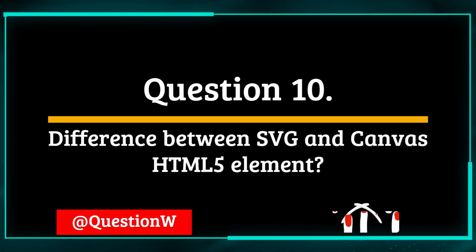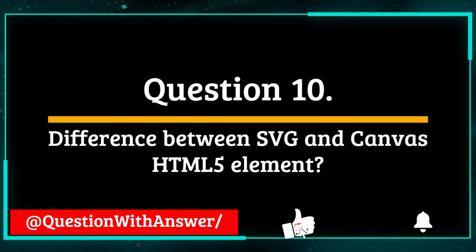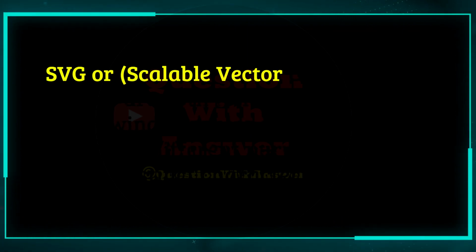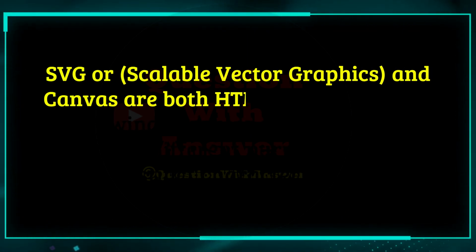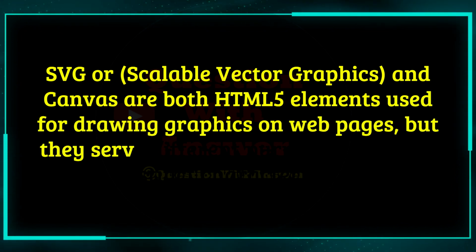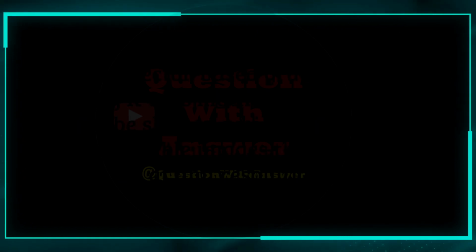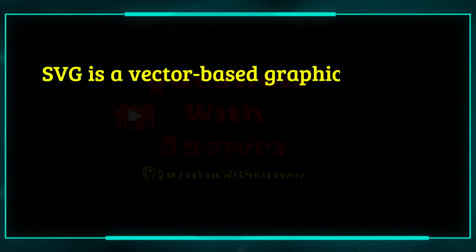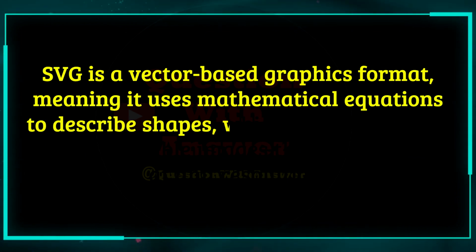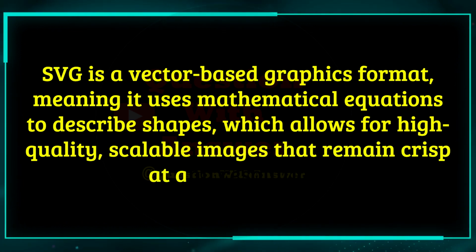Question 10. Difference between SVG and Canvas HTML5 element? Answer. SVG, or Scalable Vector Graphics, and Canvas are both HTML5 elements used for drawing graphics on web pages, but they serve different purposes and have distinct characteristics. SVG is a vector-based graphics format, meaning it uses mathematical equations to describe shapes, which allows for high-quality, scalable images that remain crisp at any resolution.